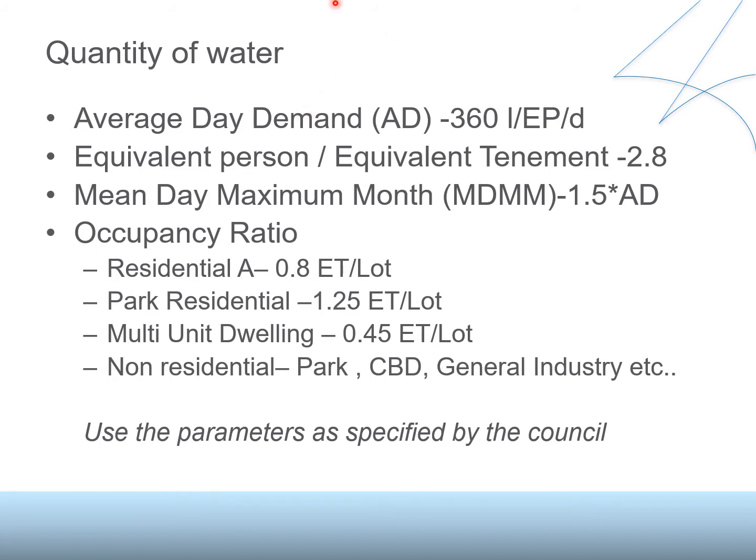The occupancy ratio of residential area and non-residential area, this information is also provided. So when you design actual water supply infrastructure, you need to use these values provided by the council. All these values are required in order to finalize your design flow.